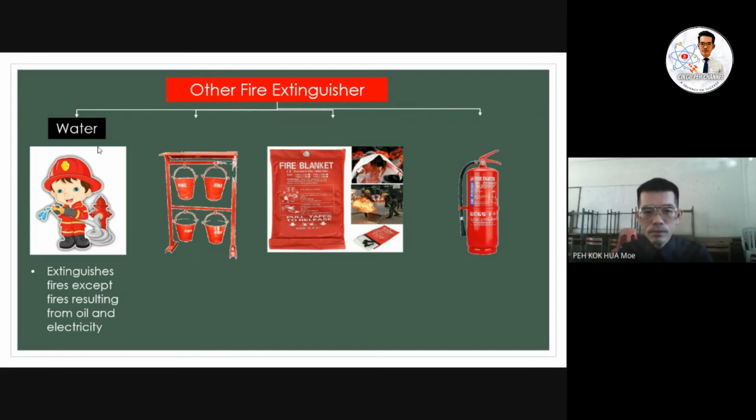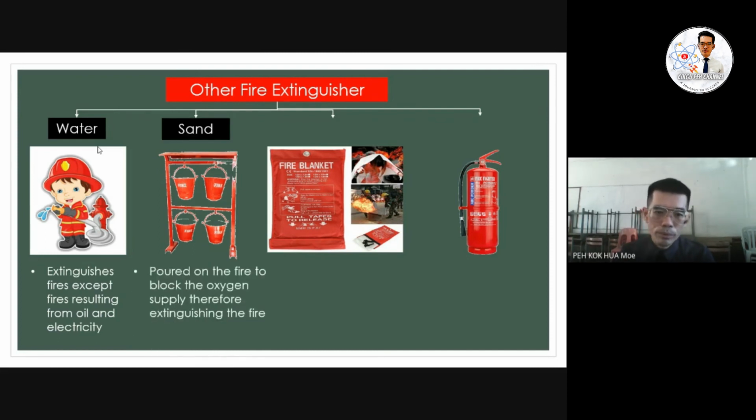The next will be sand. Pour it on the fire to block the oxygen. So the discussion here is regarding the fire triangle already. We need heat, we need oxygen, and we need fuel to cause combustion. Water eliminates the heat, giving a cooling effect for the fire. And the idea with sand is that it is able to block the oxygen, to cut off the supply of oxygen to the fire.